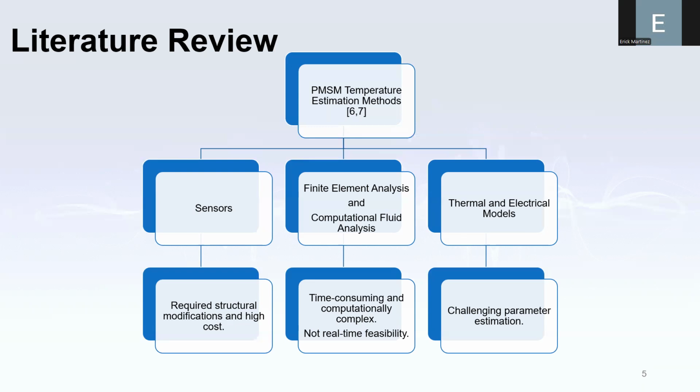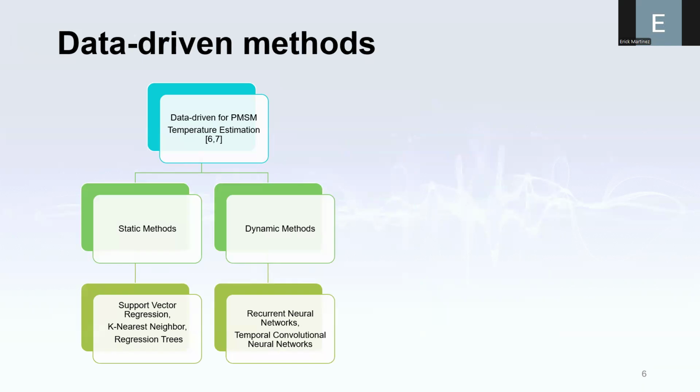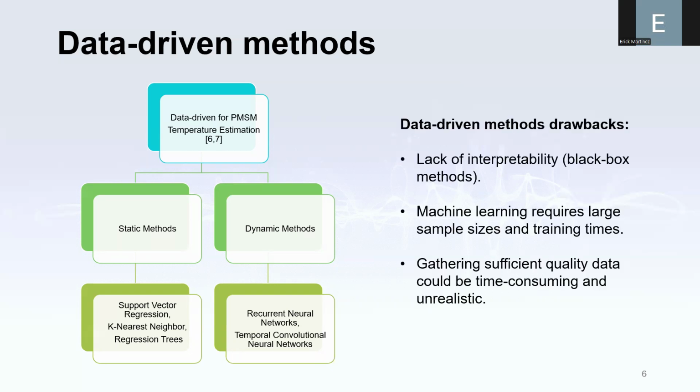And also we can use thermal and electric models. But the problem of thermal and electric models is that estimating their parameters can be challenging. And another approach is to use data-driven methods. And we can classify the data-driven methods used for permanent magnet synchronous motor estimation between two methods. We have static and dynamic. Static methods basically refer to machine learning techniques such as support vector regression, k-nearest neighbor, and regression trees. And dynamic methods are deep learning techniques that work in an autoregressive form, like recurrent neural networks and temporal convolutional neural networks.